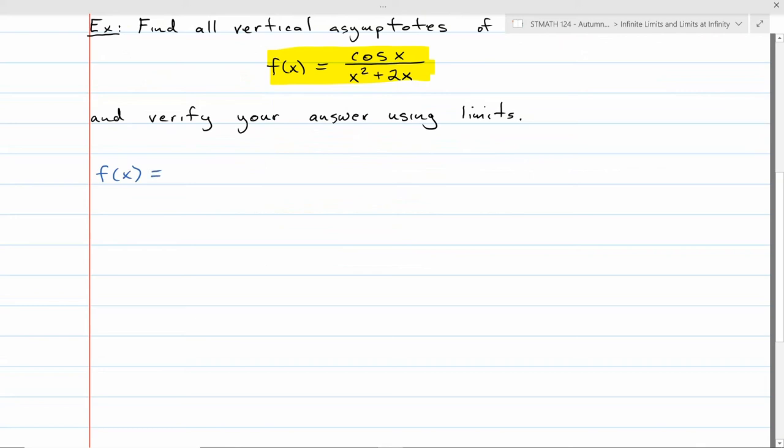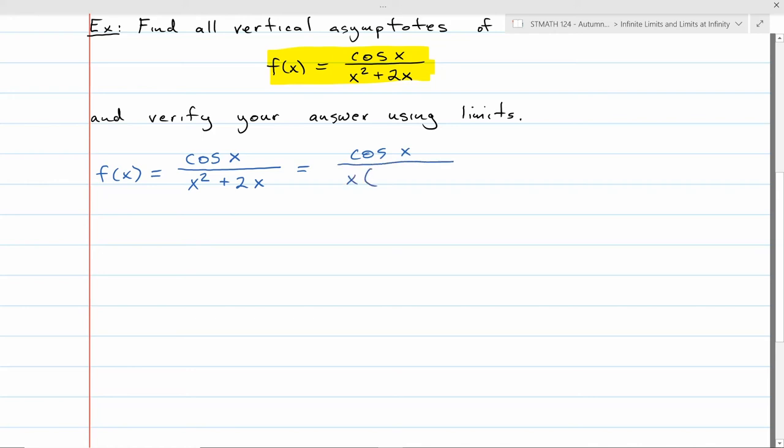Now maybe something weird is happening in the numerator too that could cause an asymptote, because I got a weird function up there. But cosine doesn't do anything weird that's going to make you go to infinity in the numerator. Cosine just bounces between negative 1 and positive 1, so it doesn't ever do anything that causes the function to explode. But the denominator, on the other hand, x squared plus 2x, we could factor that to help us see where it's going to be equal to 0.